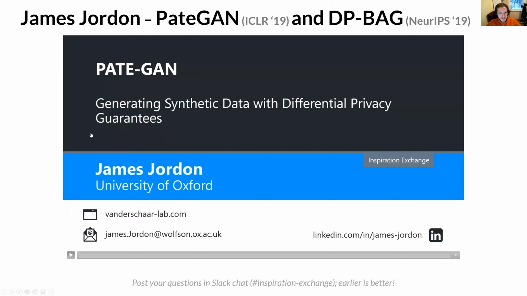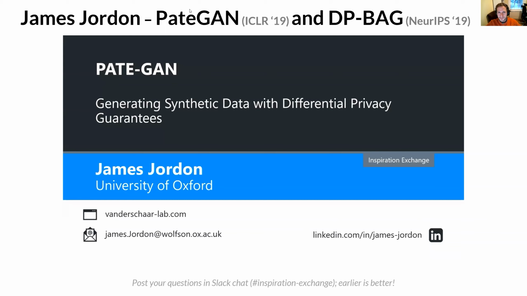So this is James Jordon. He's one of our PhD students. He'll be introducing kind of a double header, PATE-GAN, which is related to a paper presented at ICLR 2019, and differentially private bagging, which is related to a paper presented at NeurIPS 2019.